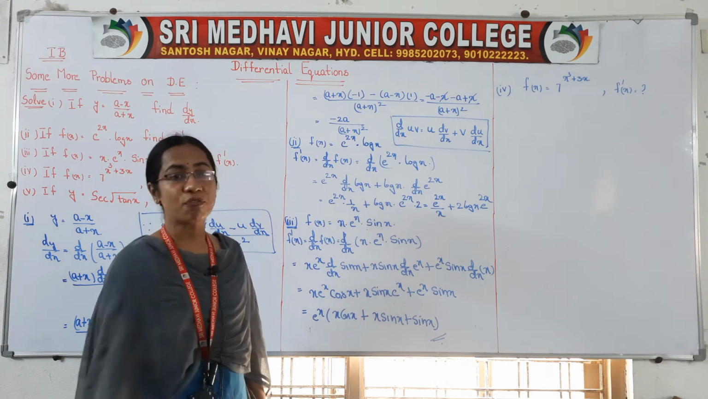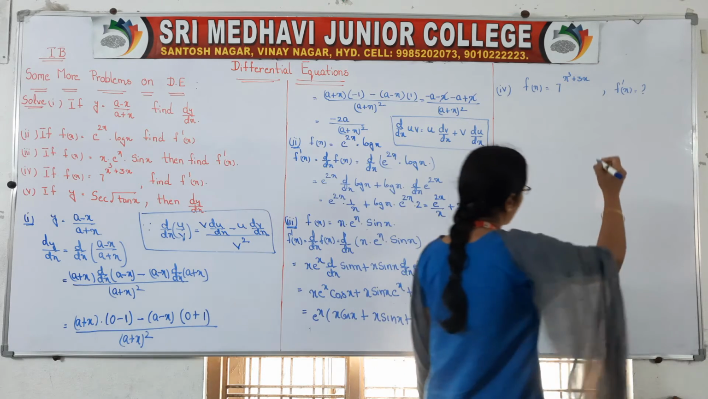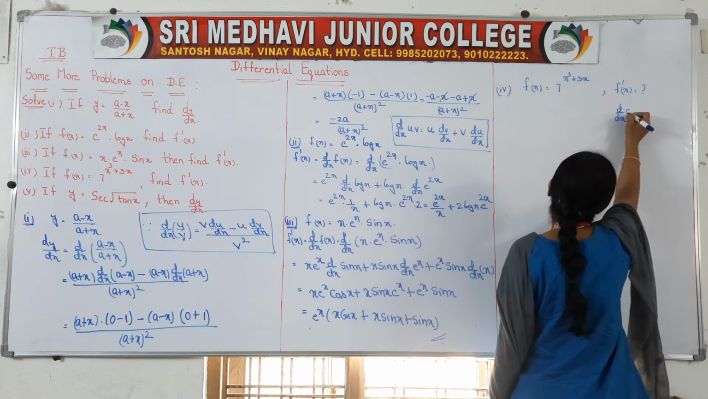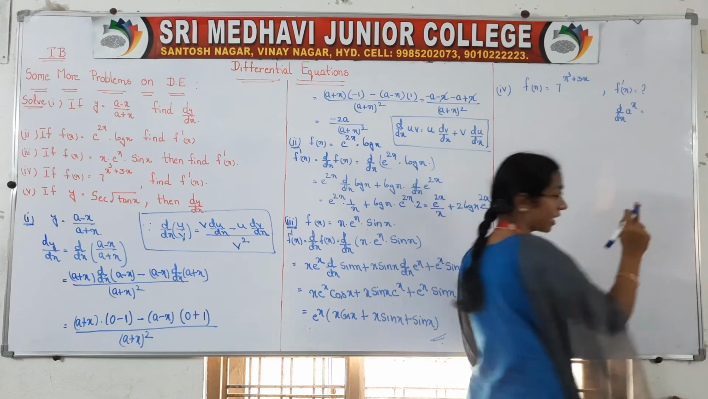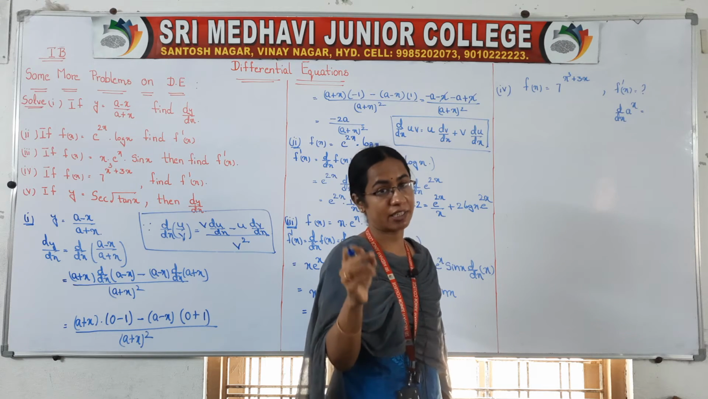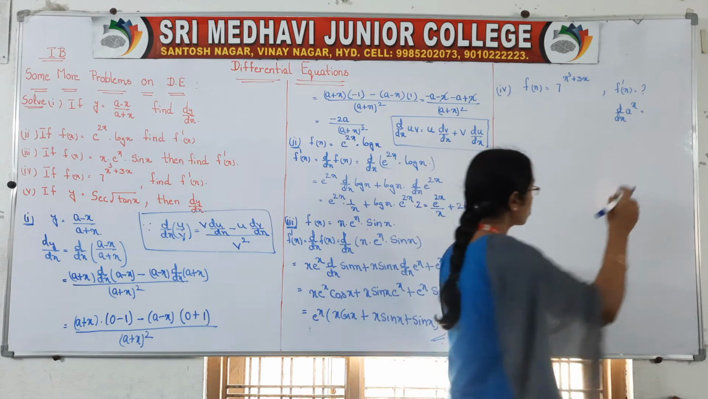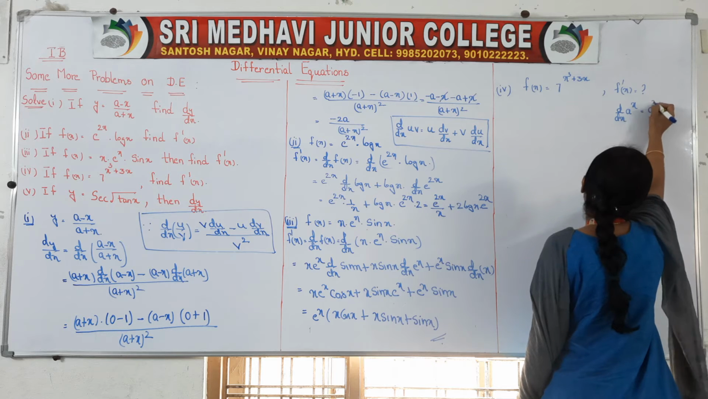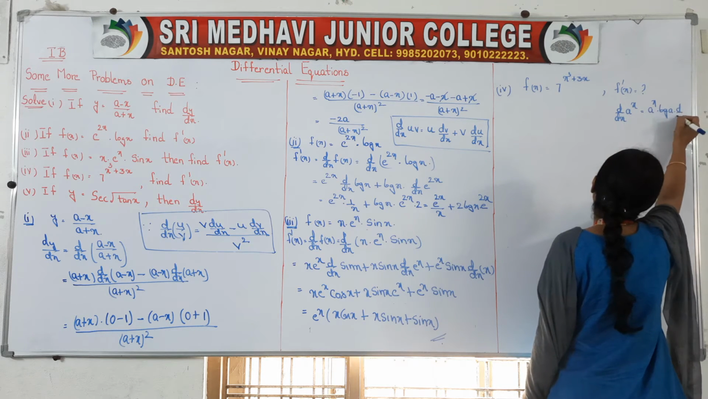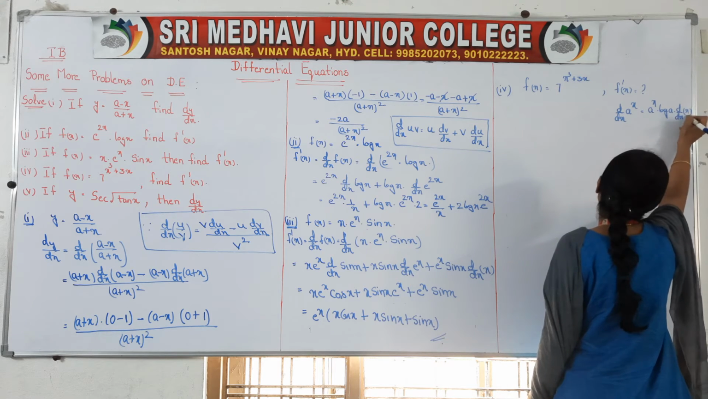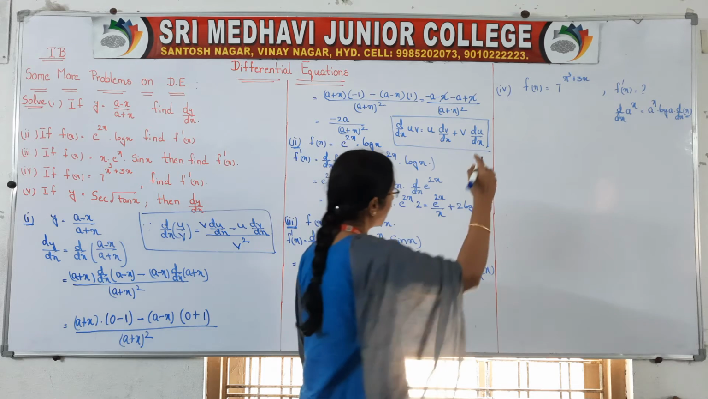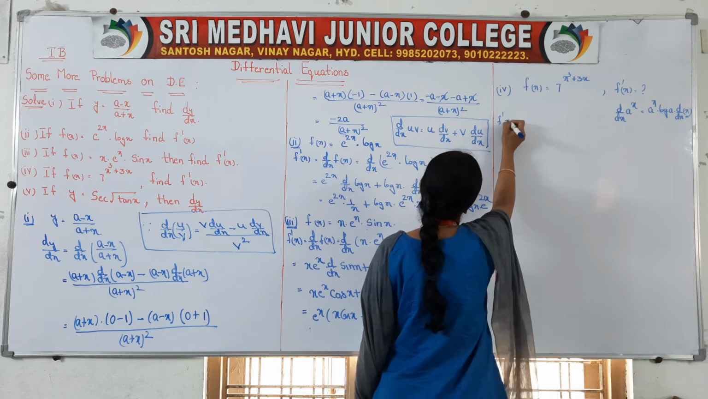So observe, 7 is a constant. It is having variable. So which formula? There is one formula. What is that? D by dx of a to the power of x, where a is constant. Instead of a, we can have any constant except e, right? So it is a to the power of x into log a into d by dx of x. That is the answer.